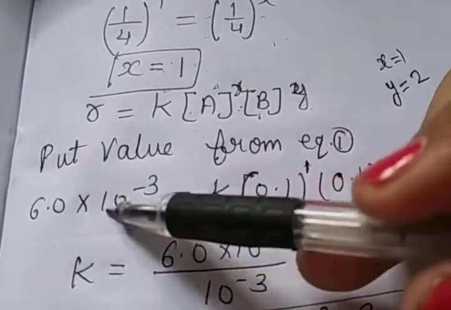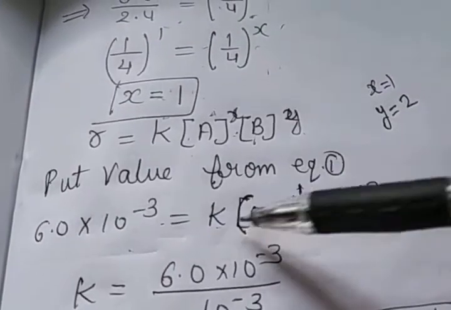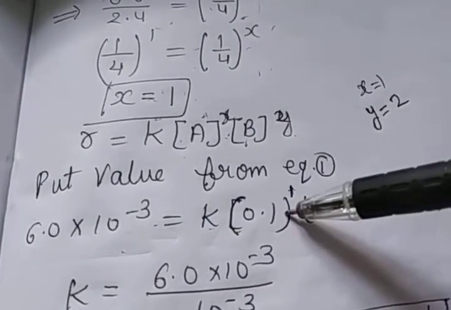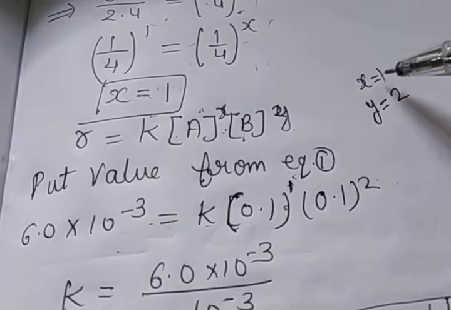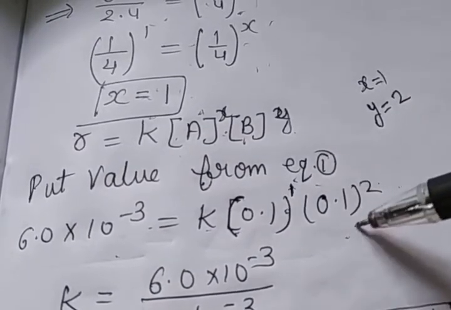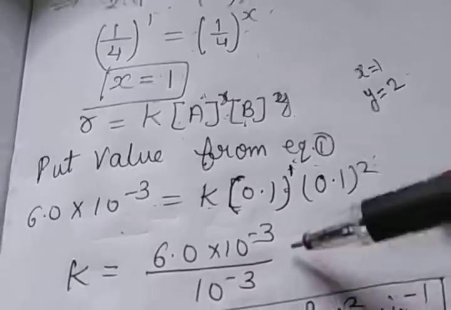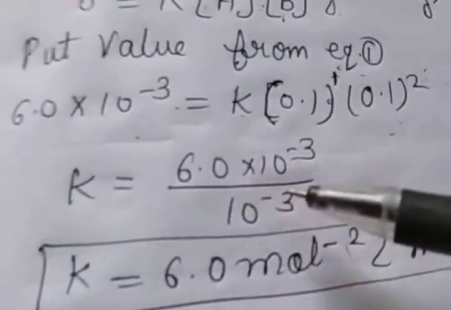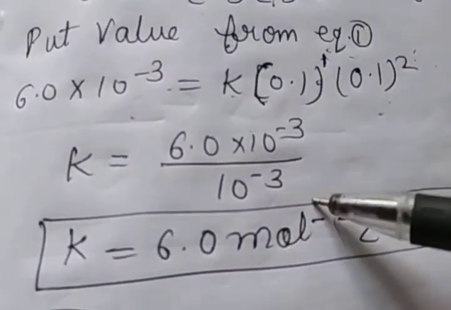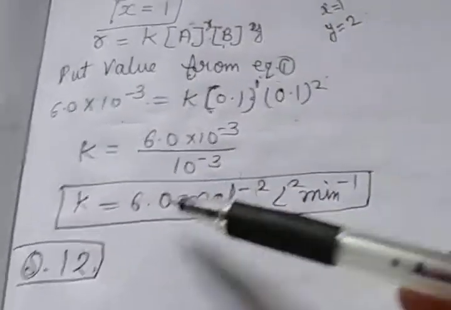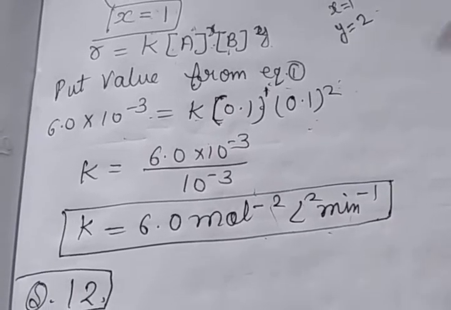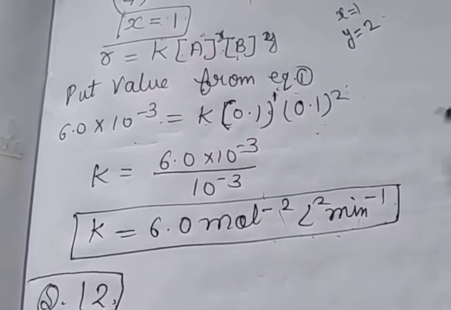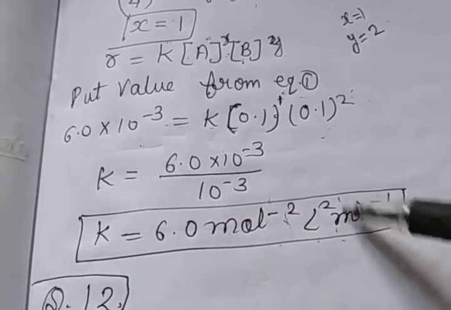Then put the values from equation number first: r = 6.0 × 10^-3 is equal to k, A concentration is 0.1 power 1, and 0.1 power 2. Then calculate: k is equal to 6.0 × 10^-3 divided by 10^-3. So the answer is 6.0 mol^-2 L^2 min^-1. This is the rate constant value.